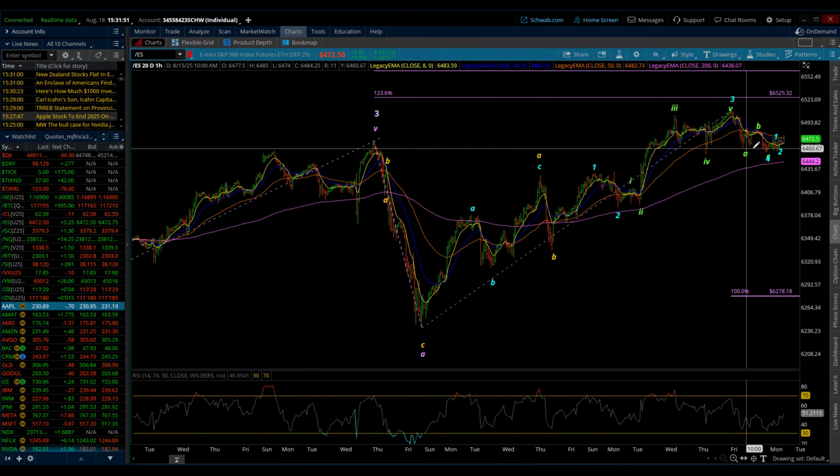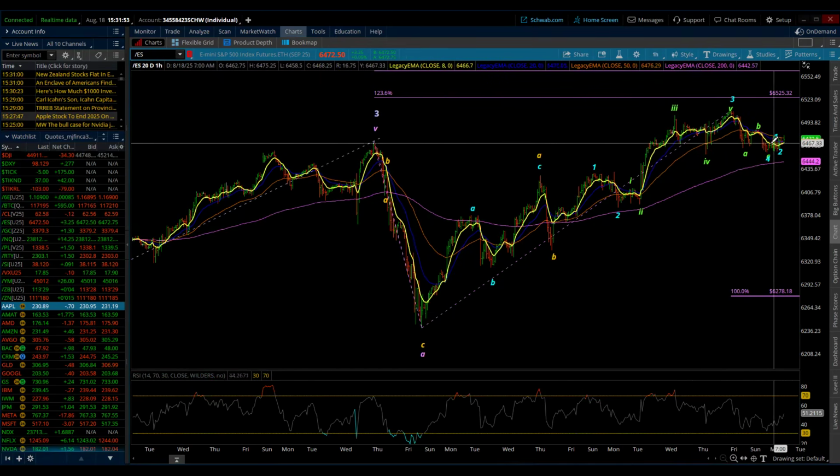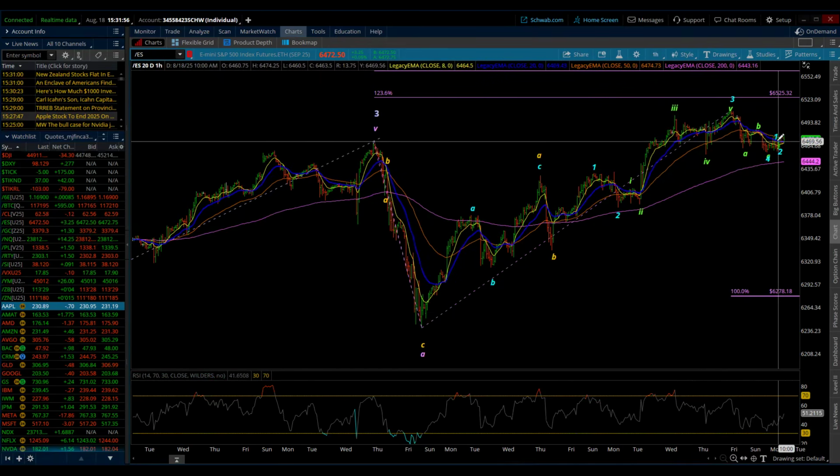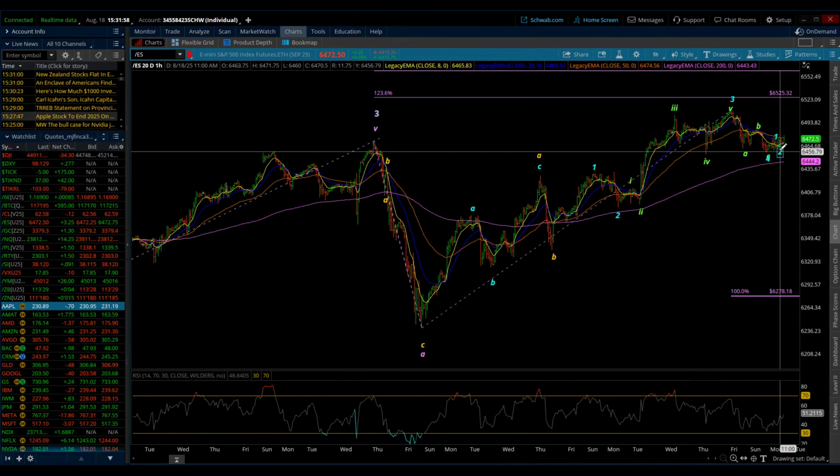We have a lot of time between now and tomorrow morning for this market to just stay in this type of a pattern and to just really be nothing.